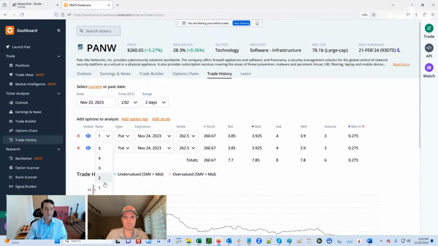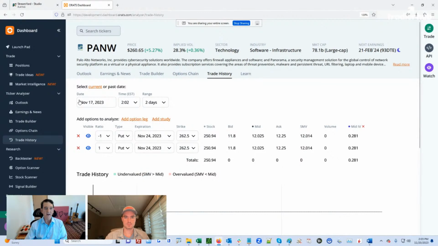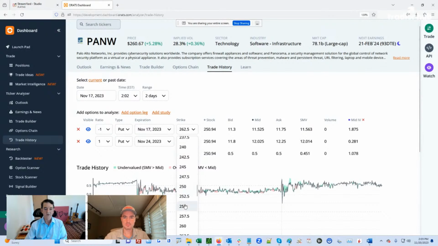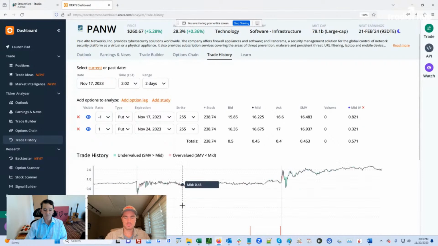We sold the near term, which was, let's go back to the 17th now, because if you go back to a certain date in history, then it'll show you the strikes that you had then. So now we could see the 17th. So we sold that put. It was a 255, and we bought the 255. And we did it for 72 cents.